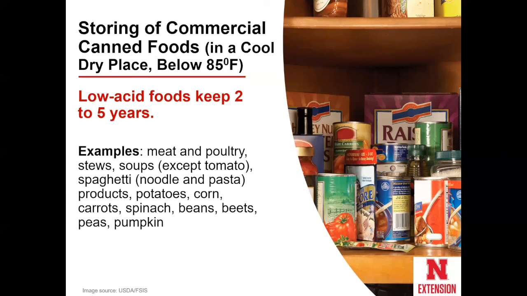For foods that have a low acidic value, they can keep up to 5 years properly stored. So the slide does give examples of food items that you can have for longer storage in your pantry. But again, it's always a good idea to rotate your foods, make sure that you're using them up in a timely manner.